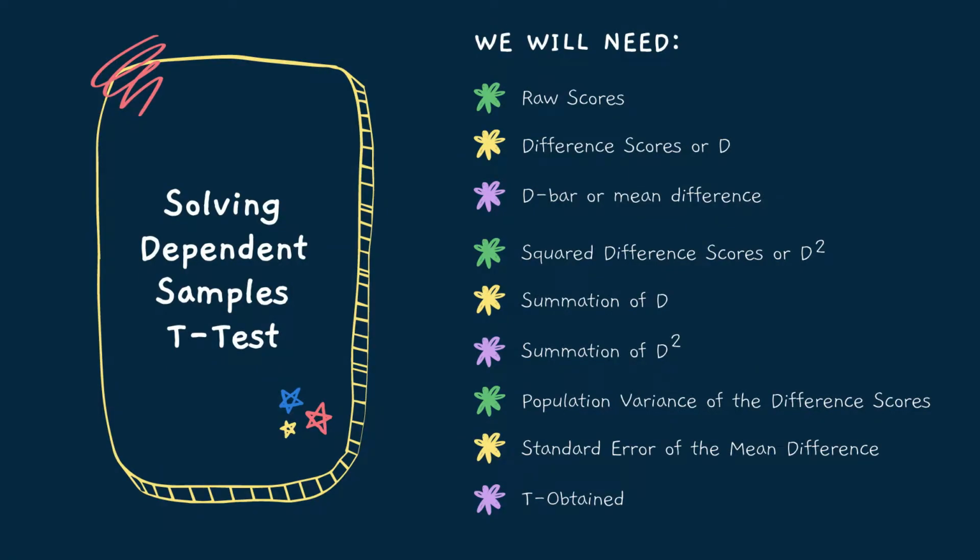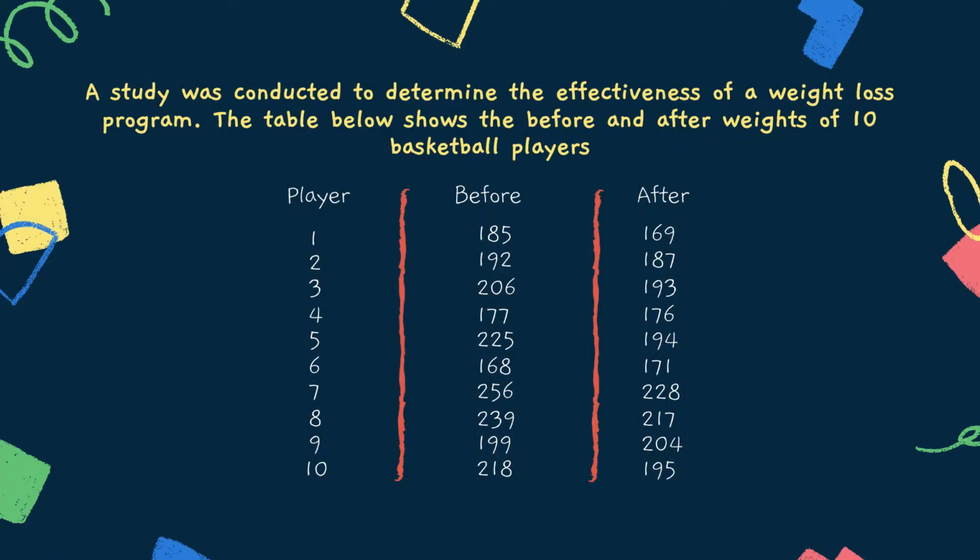In solving the dependent sample t-test, first we need to have the raw scores. Once we have the raw scores, we then need to transform these raw scores to get the difference scores or D. We also need to get the D-bar or the mean difference, the squared scores of the difference scores or D squared, the summation of D, and the summation of D squared. Once we are done getting the data, we can then proceed to solving for the population variance of the difference scores, standard error of the mean difference, and the t obtained. Sounds complicated, right? But it's actually quite easy. Take a look at the sample problem that we have.